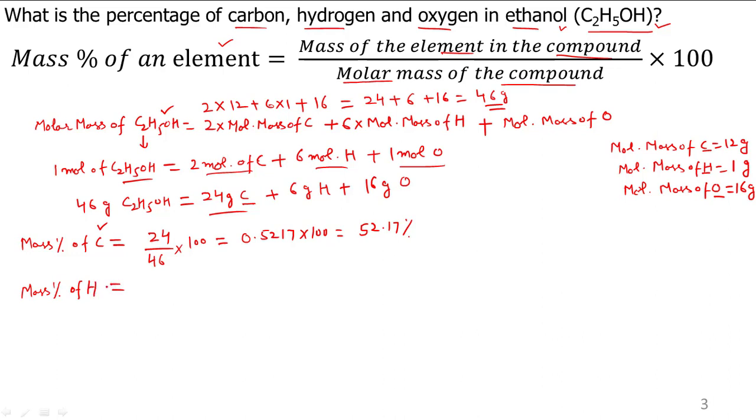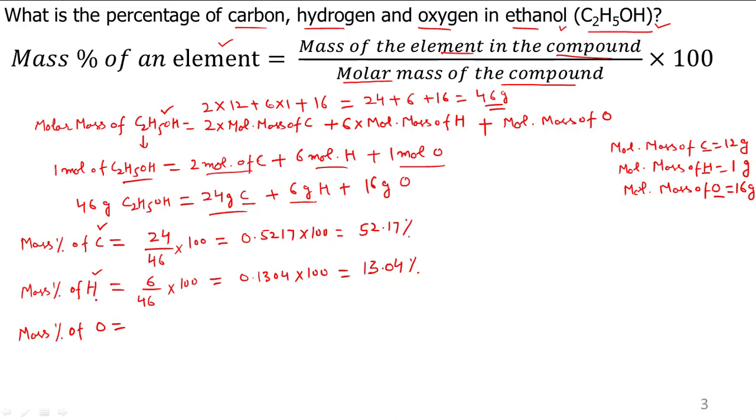Now let us calculate mass percentage of hydrogen. It is equal to weight of hydrogen in C2H5OH, the hydrogen atoms being 6, divided by 46 into 100. So it will come out to be 6 divided by 46, so it is 0.1304. 0.1304 into 100 is 13.04%.